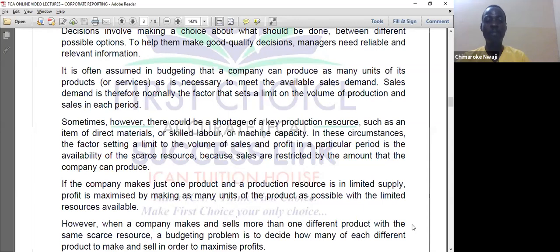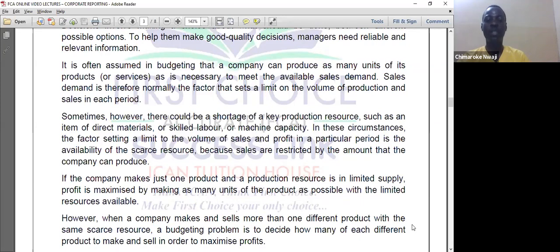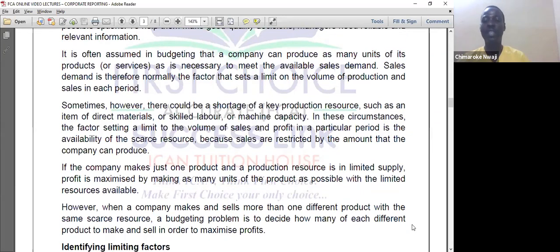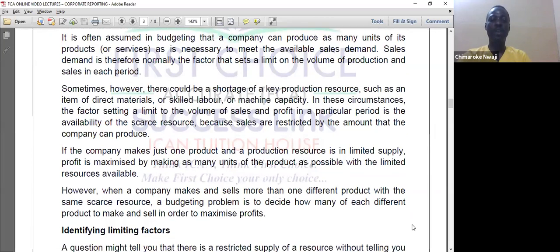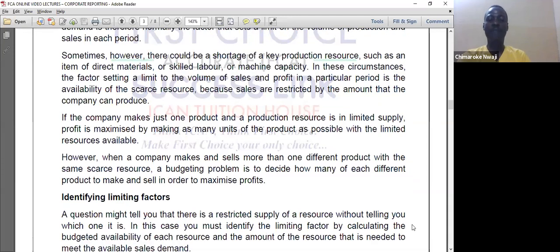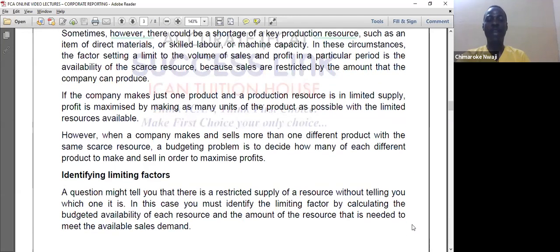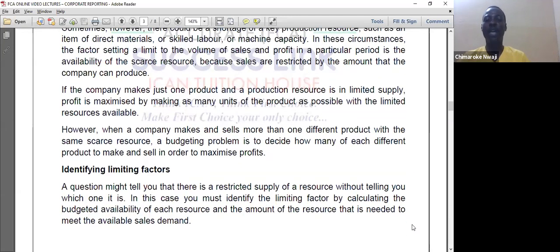When a company makes and sells more than one different product with the same scarce resources, a budgeting problem is to decide how many of each different product to make in order to sell and maximize profit. Now, we're going to look at identifying limiting factors. How do you identify a limiting factor?